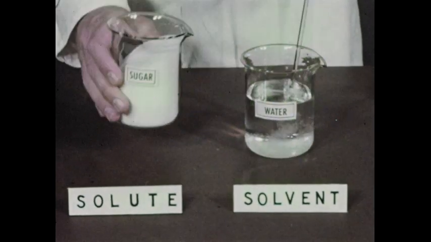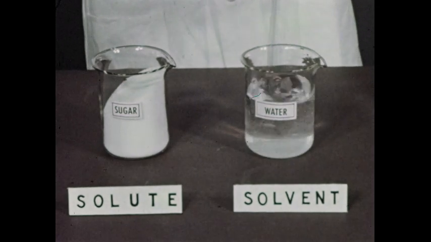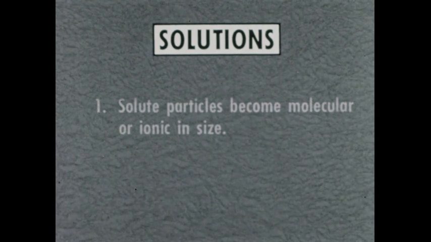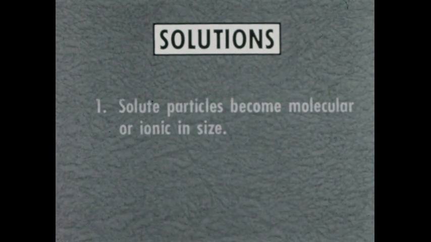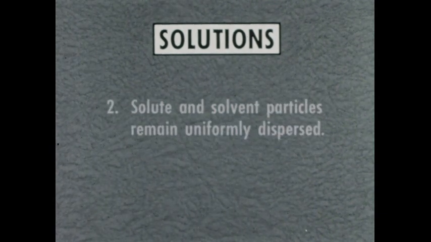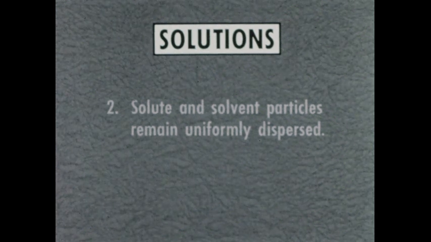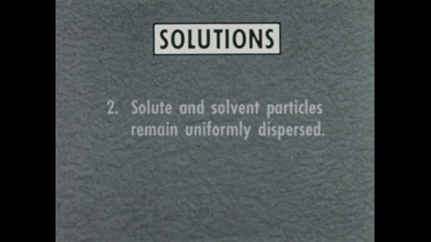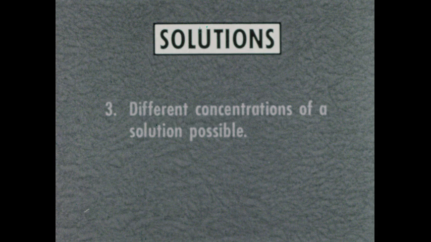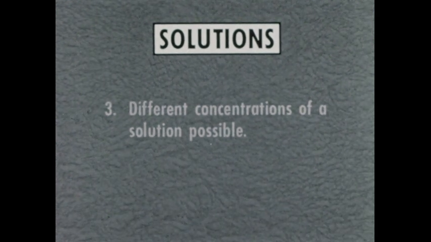There are three important characteristics that will help us identify a solution. The first characteristic is that solute particles become molecular or ionic in size. Second, solute and solvent particles become and remain uniformly dispersed. Dispersal is homogeneous. A third characteristic is different concentrations of a solution are possible. Unlike a compound, the ratio of constituents may vary.